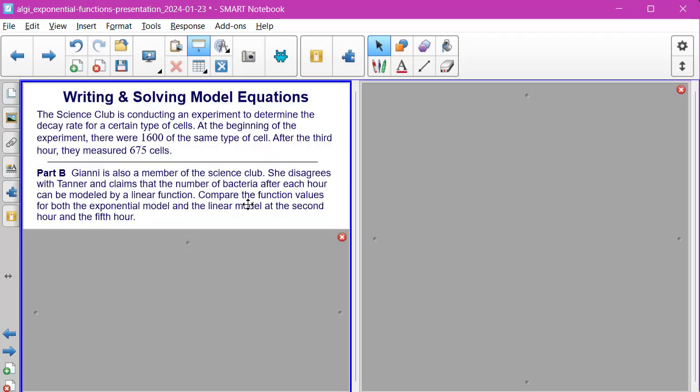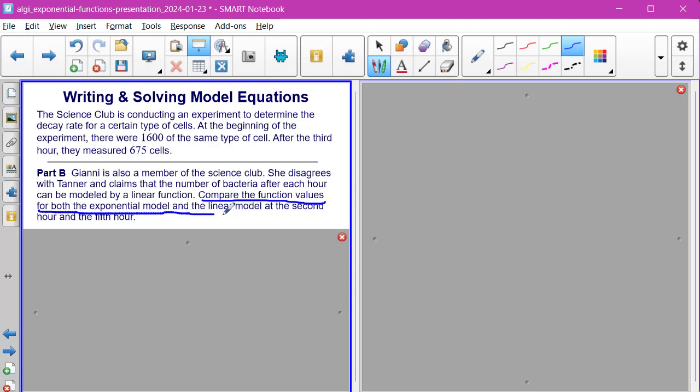We're still not quite done with answering part B. We did find the linear function model, and we found the exponential function model in part A. So now we have to compare the function values for both the exponential model and the linear model at the second hour and the fifth hour. So that's when t equals 2 and t equals 5.